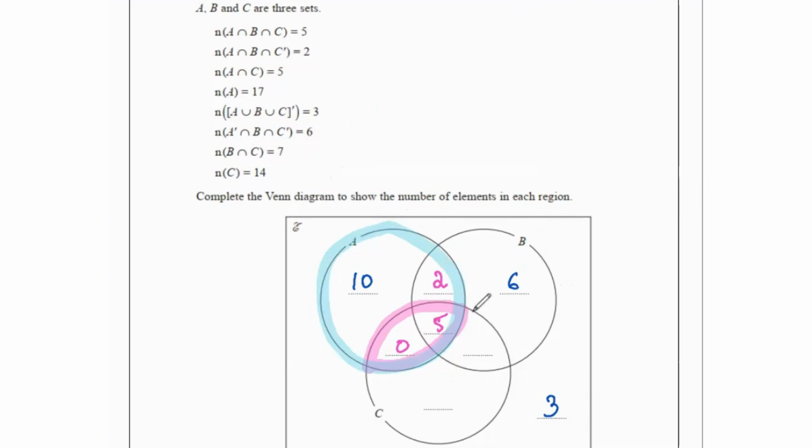The number of B intersection C. B intersection C is this part. So if all of it is 7, that means this will be 2 because the 5 is already over here. And then lastly, number of elements in C is 14. So all of this is 14. So if we subtract 7 from 14, that leaves us with 7. So this is your complete Venn diagram.